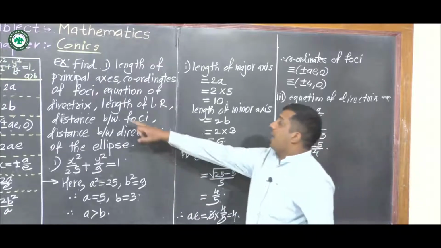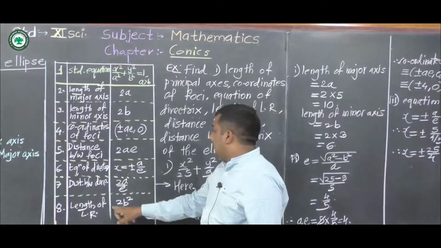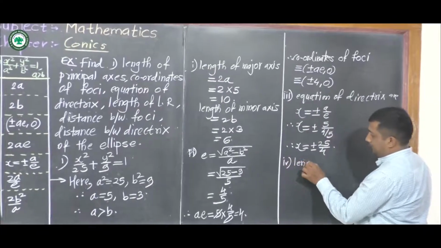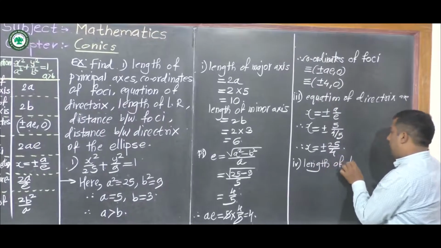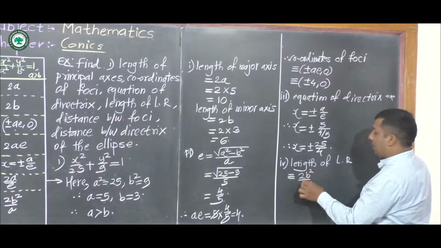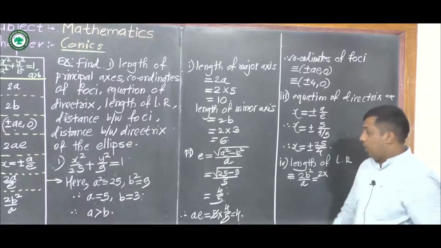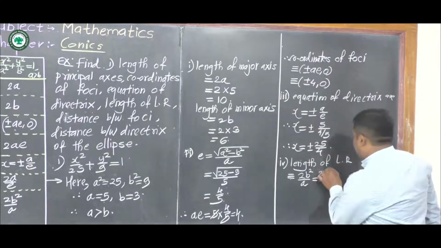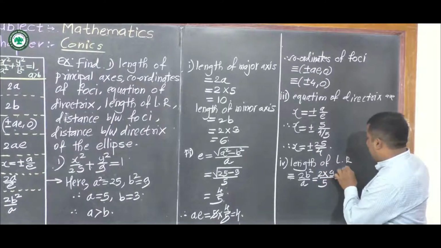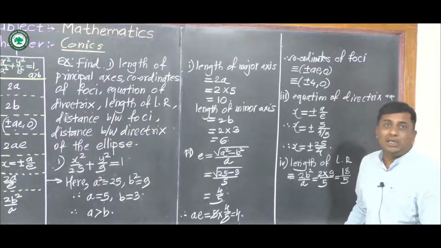Now, next, we have to find the length of latus rectum. We know the length of latus rectum is 2b square upon a. So in the fourth point, the length of latus rectum is equivalent to 2b square upon a. This is equal to 2 into b square. We know b square is 9, then this is divided by a. Here a is 5. And lastly, we get 18 by 5. So this is the length of latus rectum.